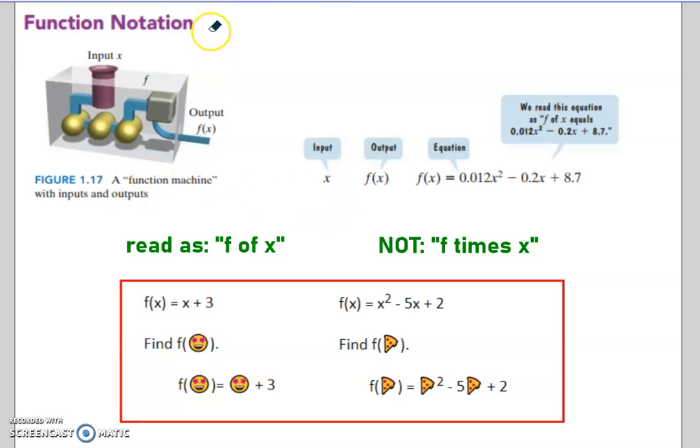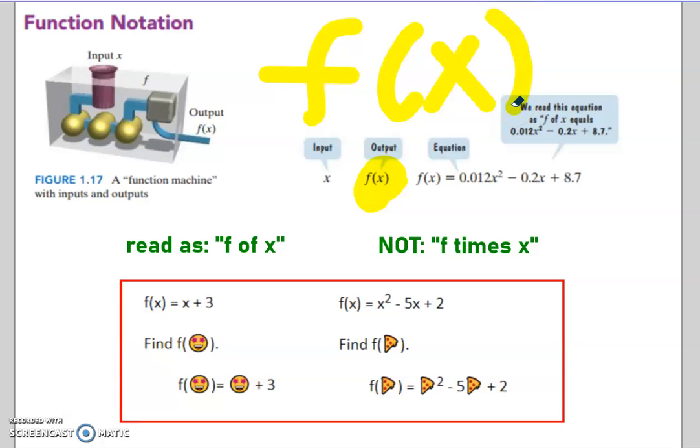Basically, we just have to review function notation. I've heard some of you use this, and it makes me so sad, so we want to correct it and make sure we know what we're seeing when we see something like this: f, parenthesis, x. I've heard some of you say f times x. That is not f times x.